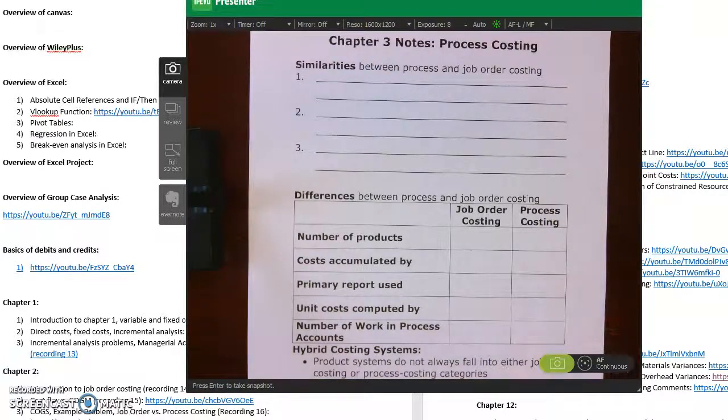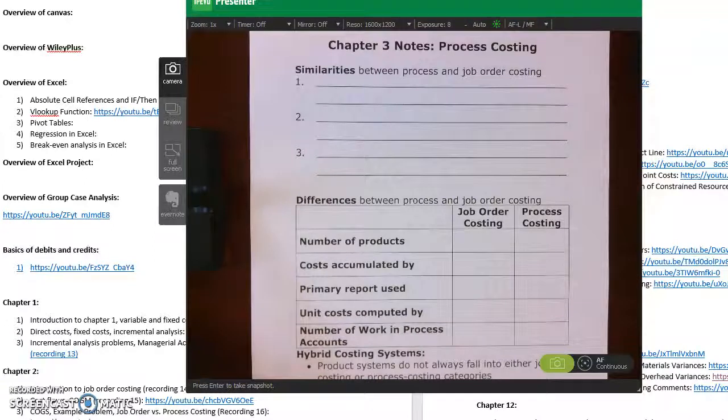Okay, so let's talk about process costing versus job order costing. Chapter 2 lecture videos covered job order costing. Job order costing systems are used when we have more custom products, or unique products to specific customer requirements. With job order costing systems, remember, we track the cost by the job. On the other hand, with process costing, we're talking about similar or identical products. Those are the kinds of products that would be used for process costing.